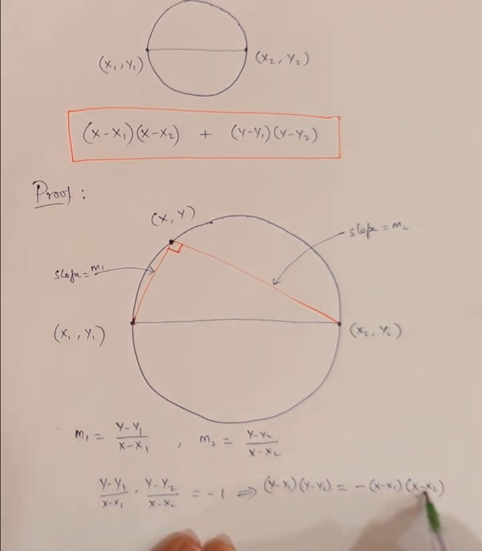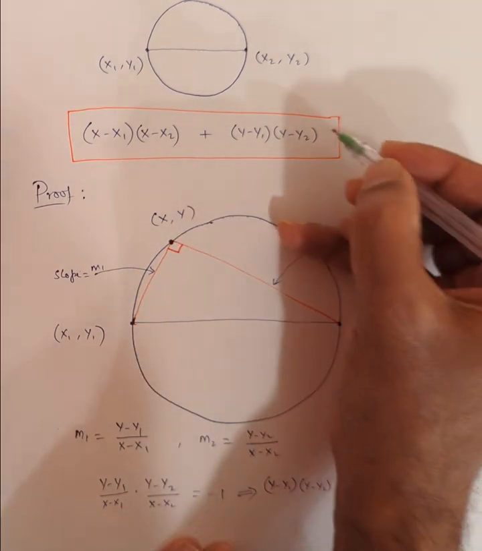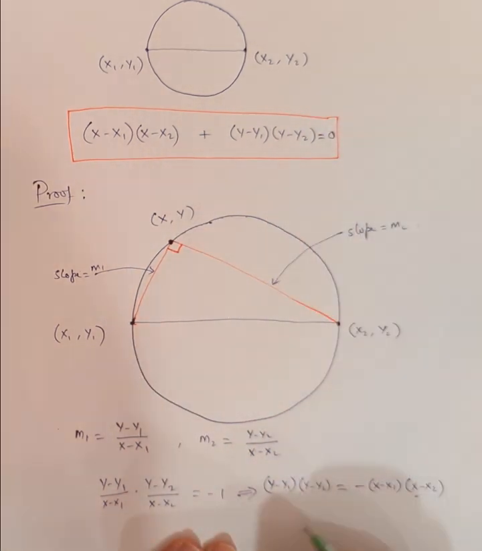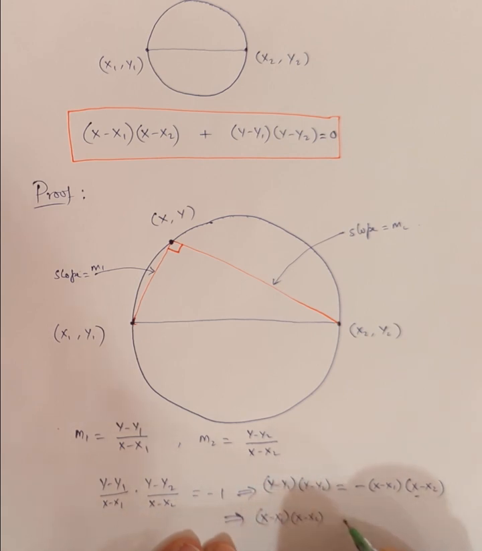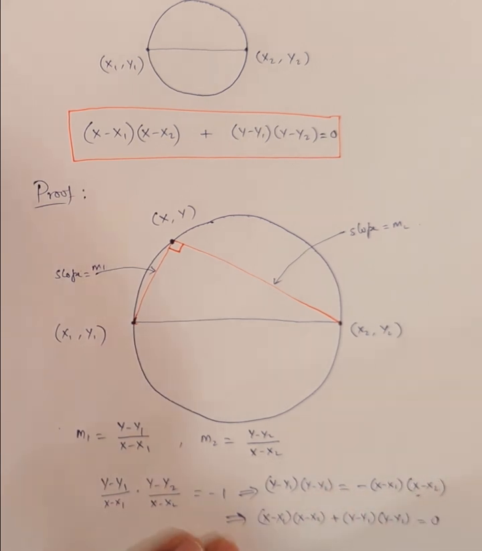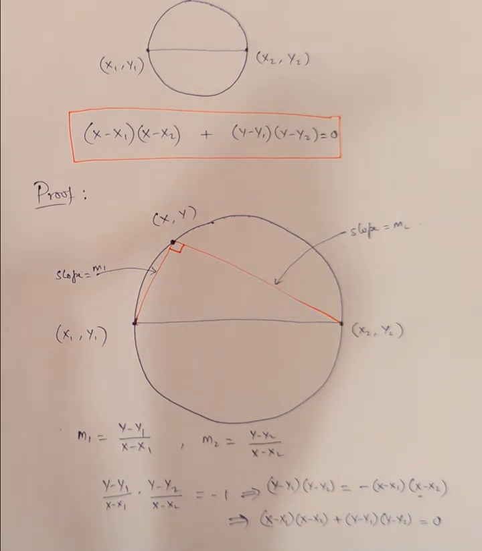Now if I add this quantity on both sides, then that's what I get. Oops, this is equal to 0. So in other words, if I add this quantity, I get (x minus x1) times (x minus x2) plus (y minus y1) times (y minus y2) is equal to 0, which is what we were required to prove.